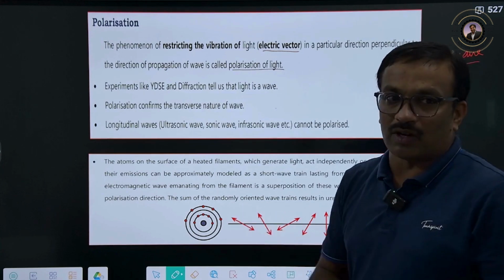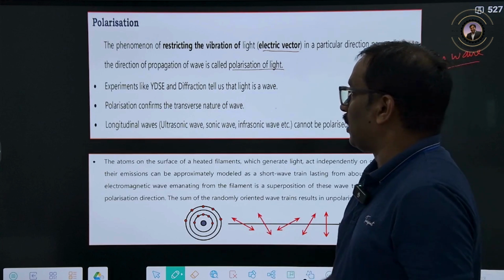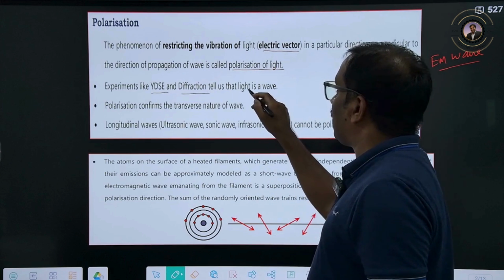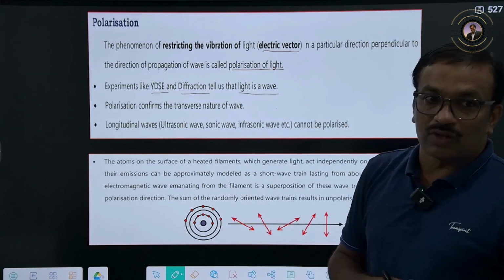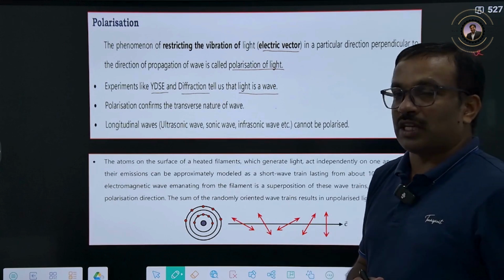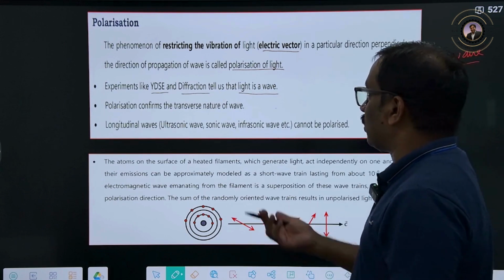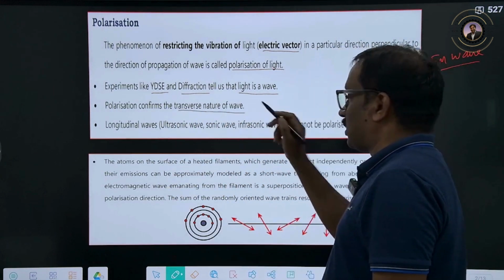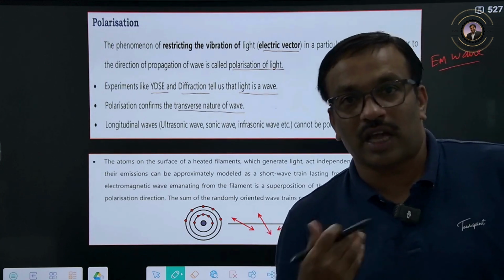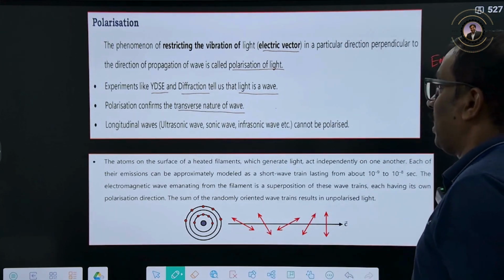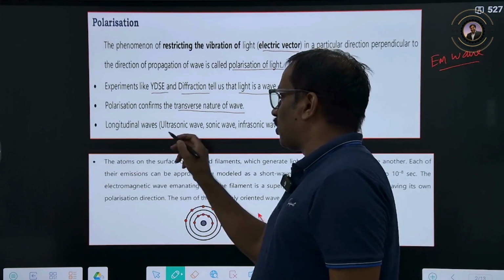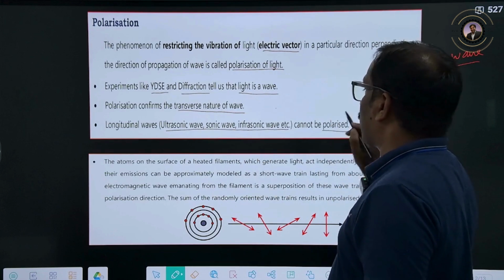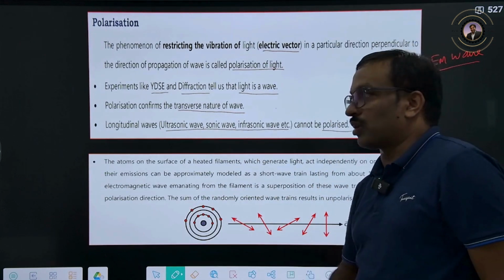I will explain one concept now so that you can understand very clearly. Young's double slit experiment and diffraction tell us that light is a wave. Because it exhibits interference and diffraction, light is a wave. But which wave? Polarization confirms that it is transverse in nature. Longitudinal waves like ultrasonic, sound waves and infrasonic cannot be polarized. Therefore sound waves cannot be polarized.